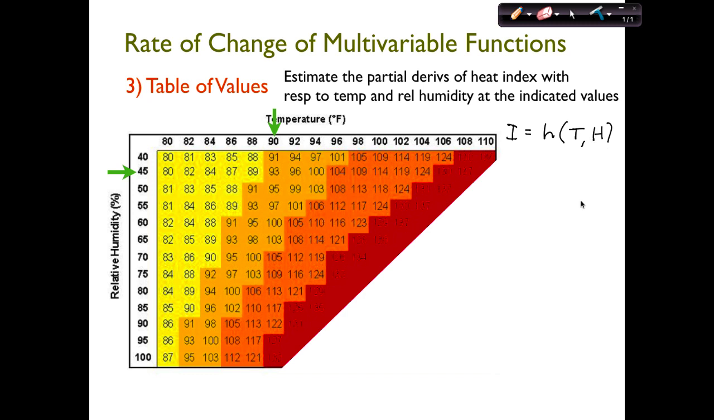All right, so this is now indicating that the temperature is 90 and the relative humidity is 45. So I want you to write an expression for the heat index and find the heat index when temperature is 90 and relative humidity is 45. So write an expression that means the heat index and then determine it.